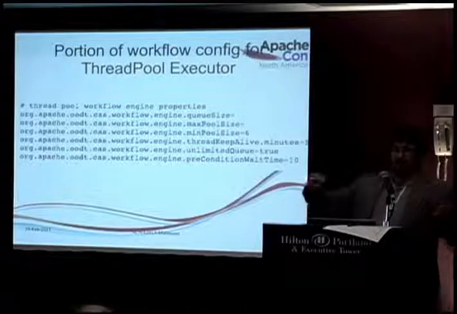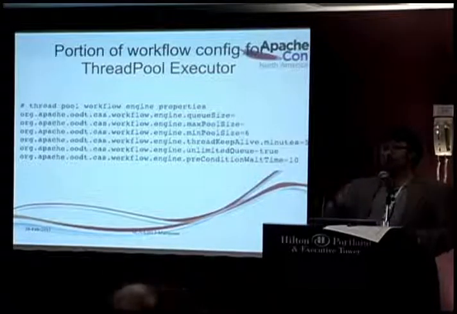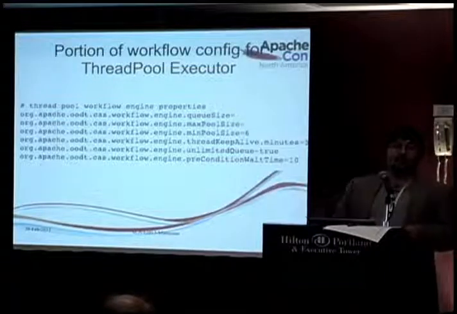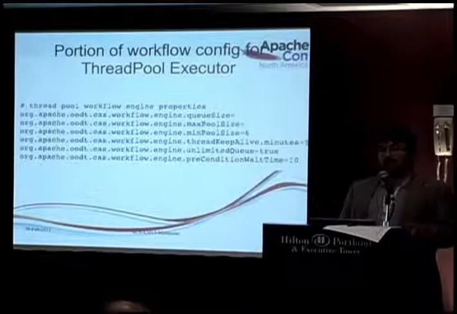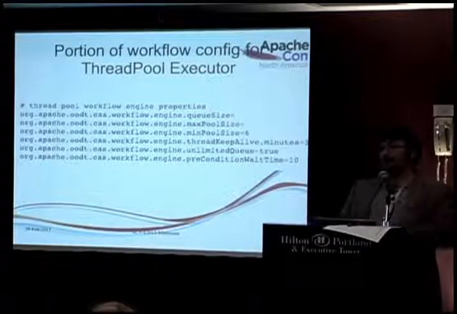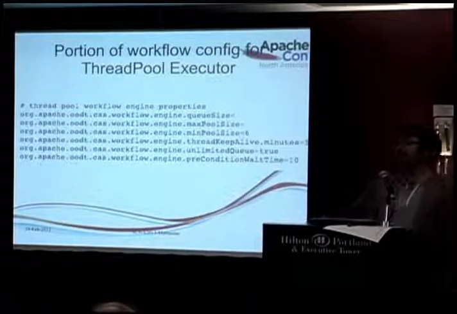But you can tweak the min pool size, the max pool size, the ways the threads grow, and whether or not, if you reach your max pool, you start queuing threads up, with different queue models for that. The amount of time that you wait in between preconditions. If you don't have an unlimited queue, what's your max queue size before it actually just starts dropping threads if you have new things to execute?